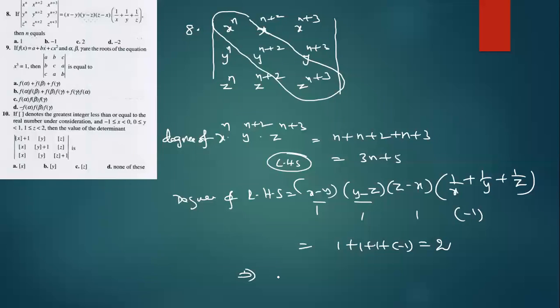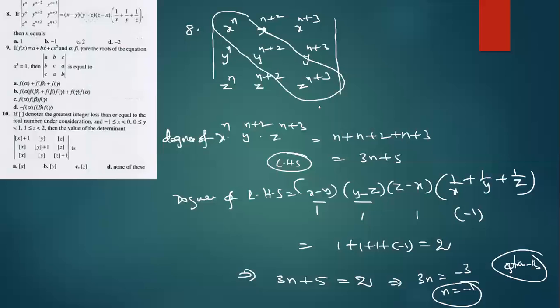So equating them. Therefore, 3n plus 5 is equal to 2. Is it correct or wrong? If I'm expanding, right and left hand side degree is coming 3n plus 5. Right hand side degree must be coming 2. All of you understand this shortcut method? Now, simplify. 3n is equal to minus 3. N is how much? Option is B for Bombay. That's what I'm saying. Revision is very, very important.